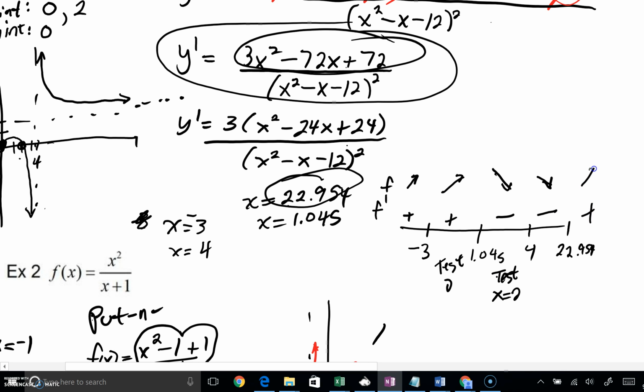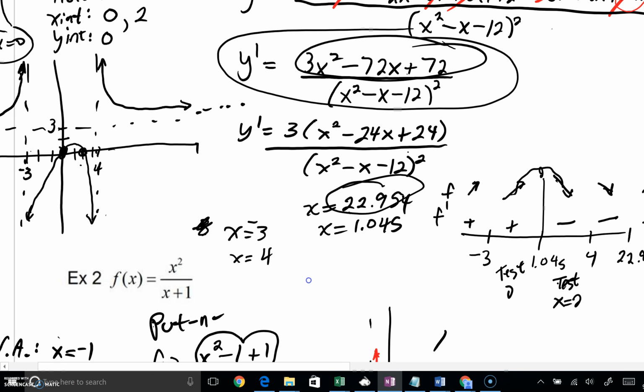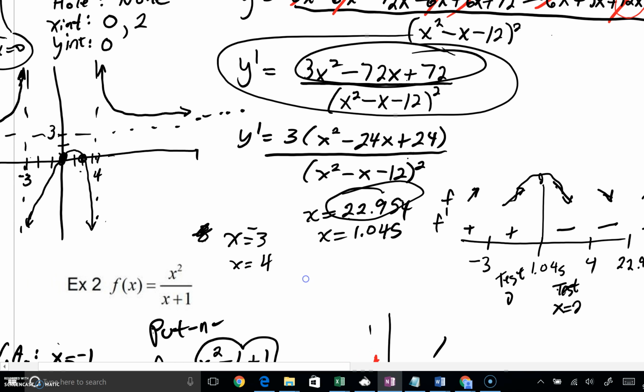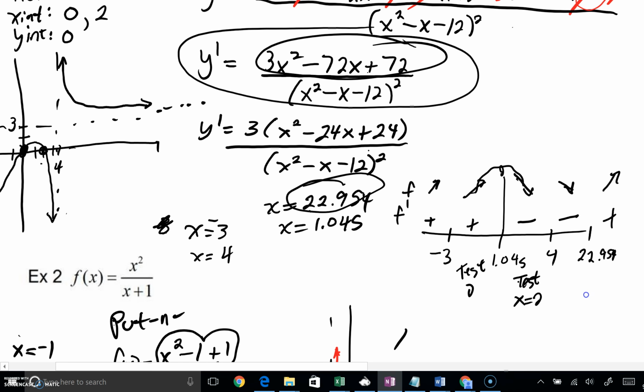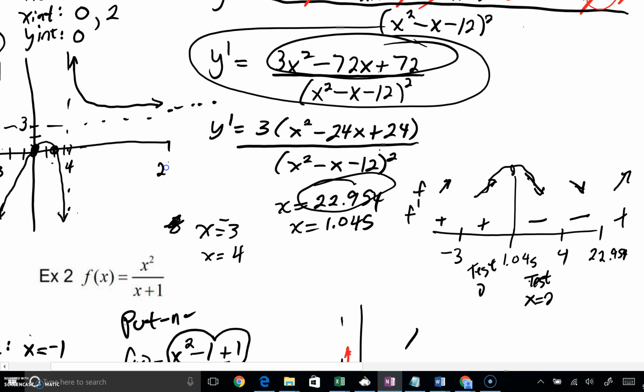So look what's happening. You'd get a relative maximum at 1.045. That's certainly what we would be guessing right here. You could see between -3 and 4, your curve goes up, it goes down. But look at 22.954. Hidden behavior. This is totally hidden behavior. Evidently, we're going to have a relative minimum.